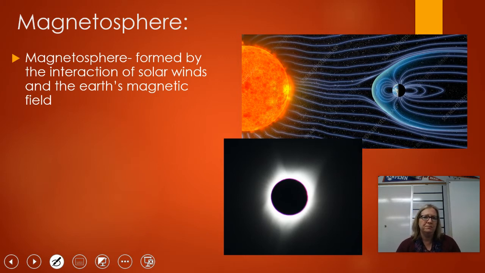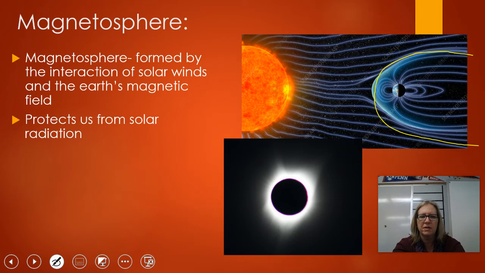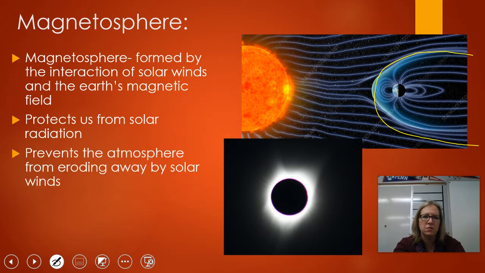So the magnetosphere, it's formed by the magnetic field of the Earth interacting with these solar winds that come off of the sun. Okay, and it forms this kind of bubble around us that then gets those solar winds to go away from us. Okay, and I'll talk about what those are in a minute. The winds carry a ton of radiation, and it'd probably kill us if we were exposed to it too much. Okay, so this magnetosphere protects us from that.